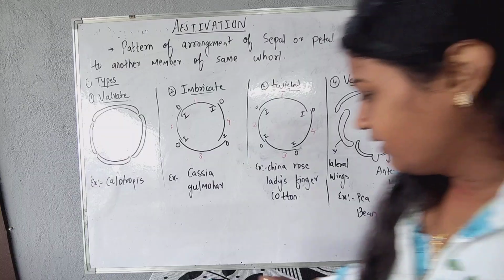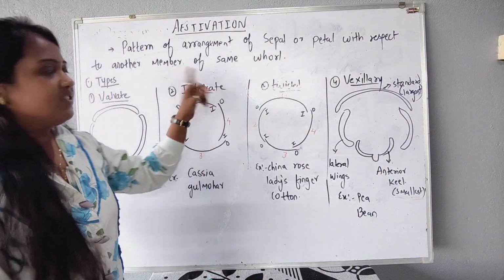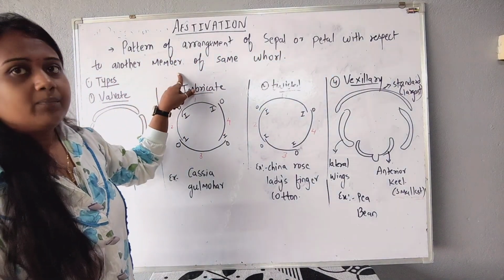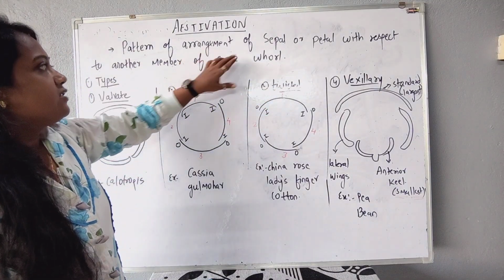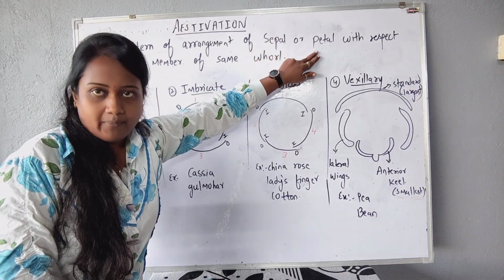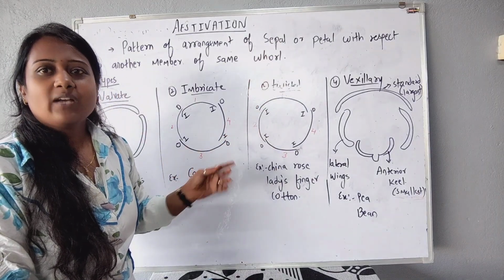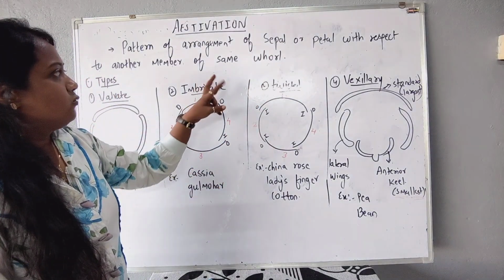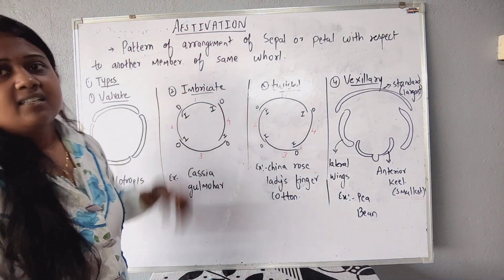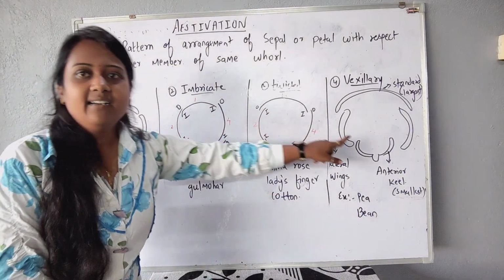So here you have understood aestivation. What is aestivation? The pattern of arrangement of sepals or petals with respect to another member of the same whorl. If the whorl is of sepals, what is the name of that whorl? Calyx. And if that whorl is of petals, what is the name of that whorl? Corolla. So outermost is the calyx and inner to the calyx is the corolla. On the basis of how the members of these whorls are arranged, there are four types of aestivation: valvate, imbricate, twisted and vexillary.